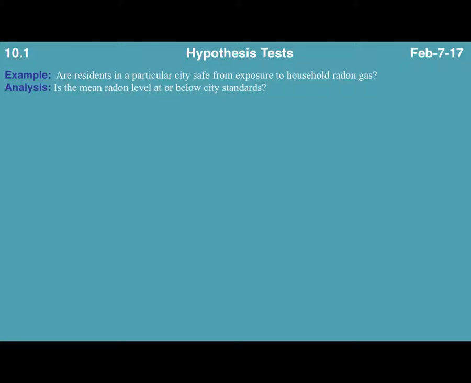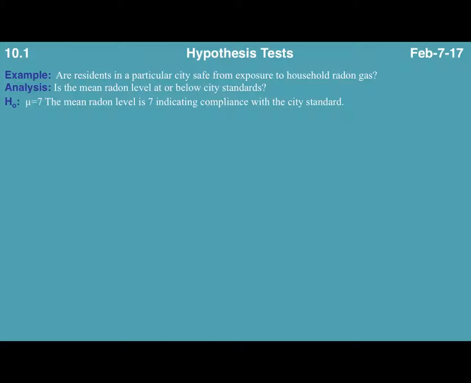Okay, so our residents in a particular city are safe from exposure to household radon gas. It says the city standards for radon call for no more than a level of 7 parts per million. From these data, does it appear that the mean radon level for city houses is under 7? Okay, so we want to know, are people safe or not? If the level is 7 or below, they're safe. If it's above 7, they're in danger.